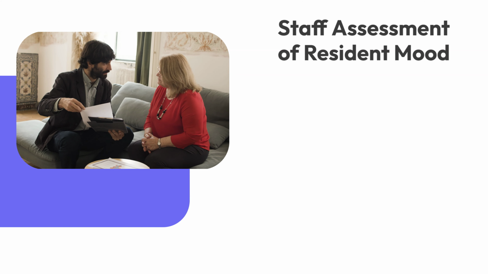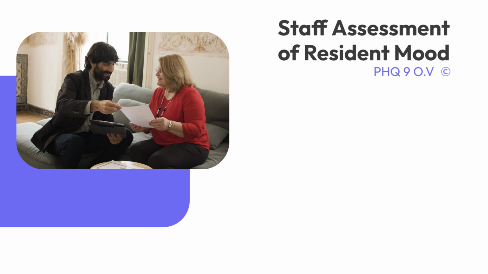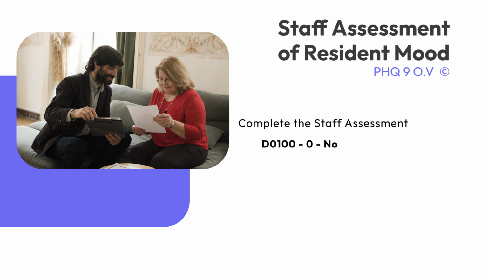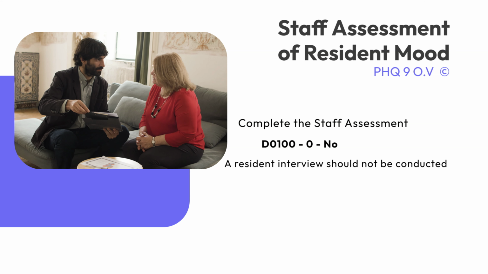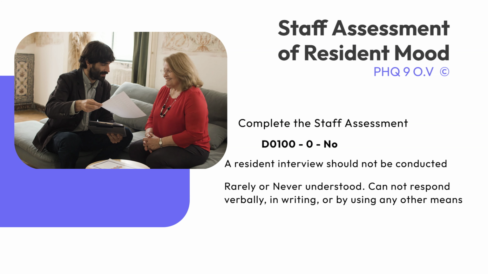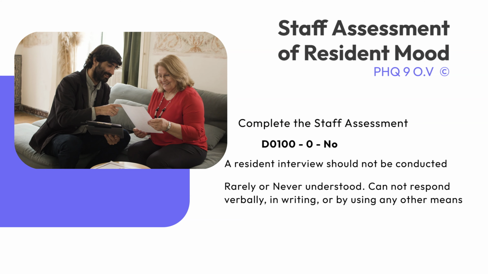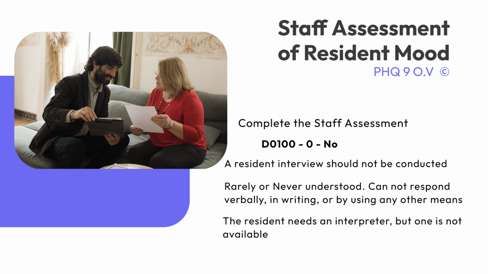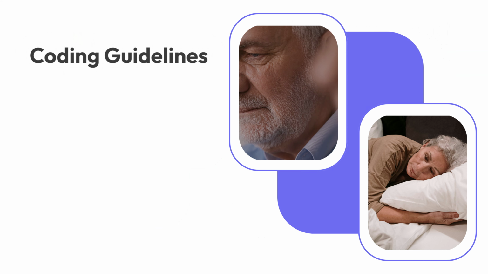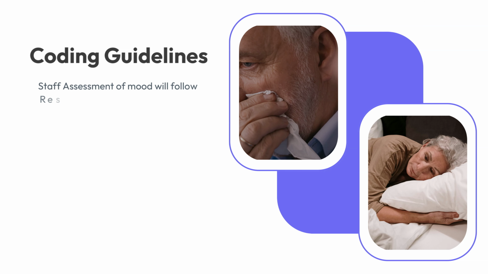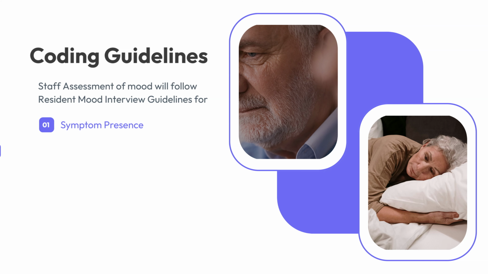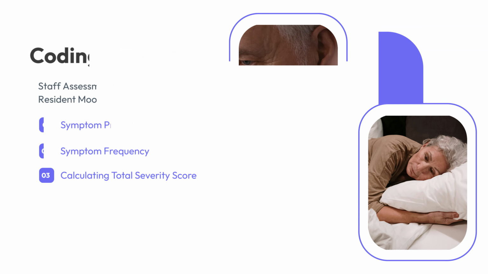Here we will now review the steps to conduct a staff assessment of resident mood, otherwise known as the PHQ-9OV. The assessor will complete the staff assessment only when item D0100 is coded 0 for no. The resident interview should not be conducted, meaning the resident is rarely or never understood, cannot respond verbally, in writing, or by using any other method, or in the event the resident needs an interpreter, but one is not available. Similar to the instructions used when performing the resident interview, the staff assessment will utilize the same coding guidelines for symptom presence, frequency, and calculating the total severity score.